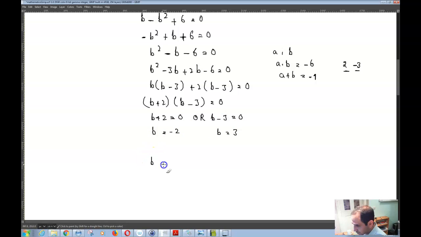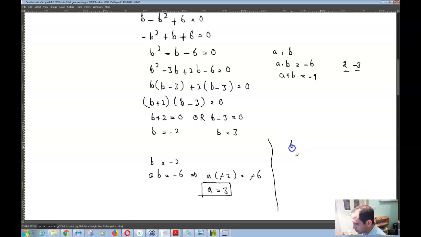Now if b is equal to negative 2, and a times b is equal to negative 6, that means that a times negative 2 is equal to negative 6. Then you can simplify these two, and a is equal to 6 divided by 2, which is equal to 3. That's one case. And if b is equal to 3, then a times 3 is equal to negative 6, and a is equal to negative 6 divided by 3, which is equal to negative 2.